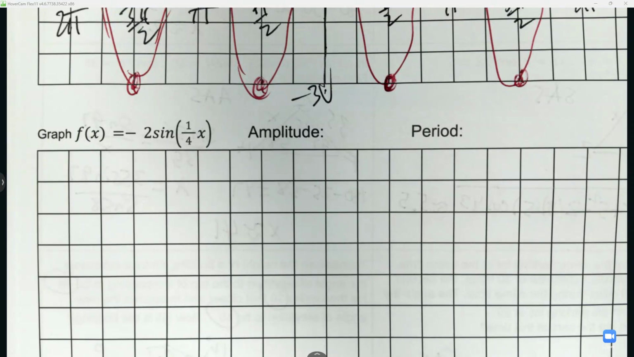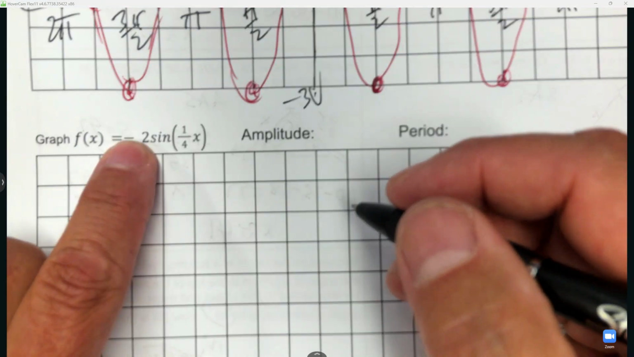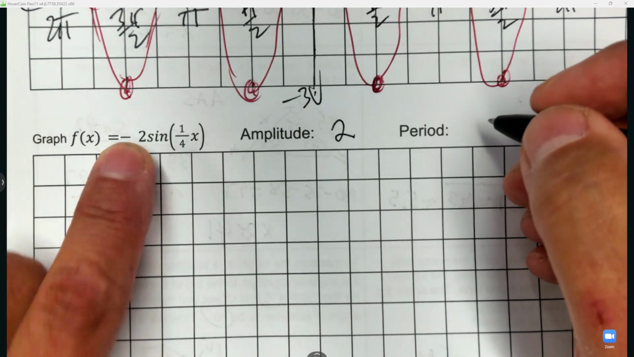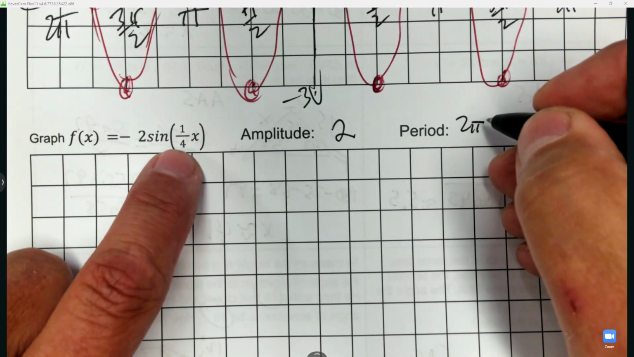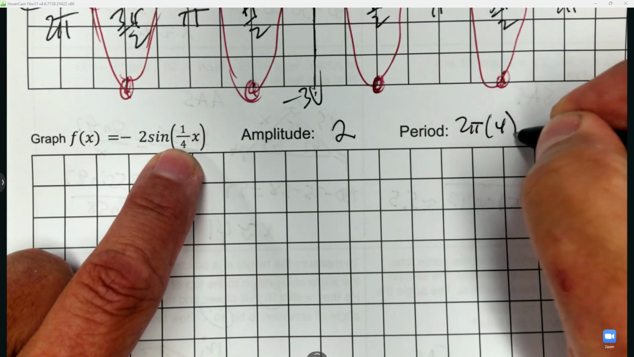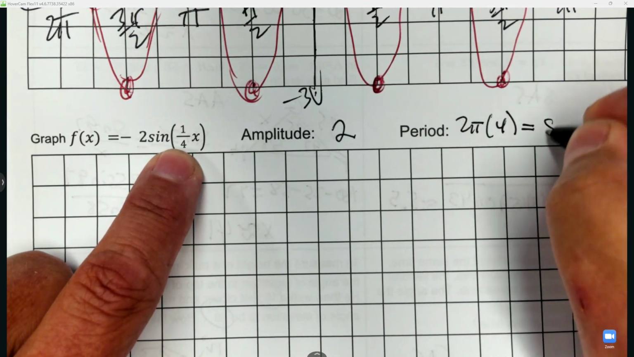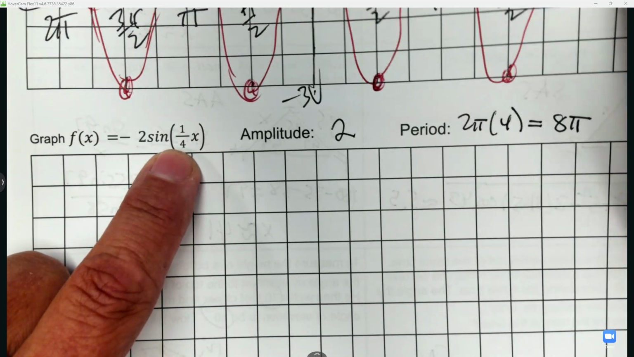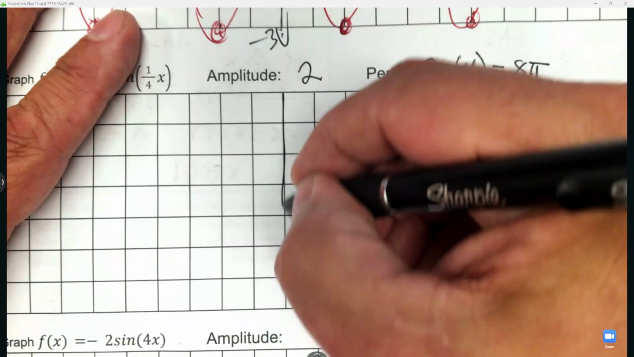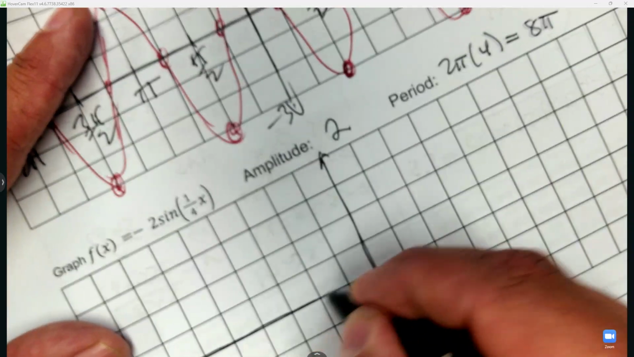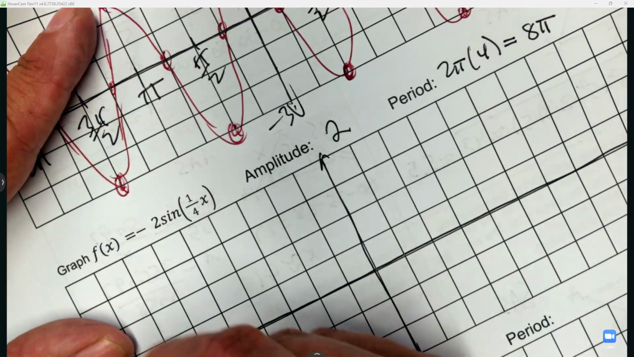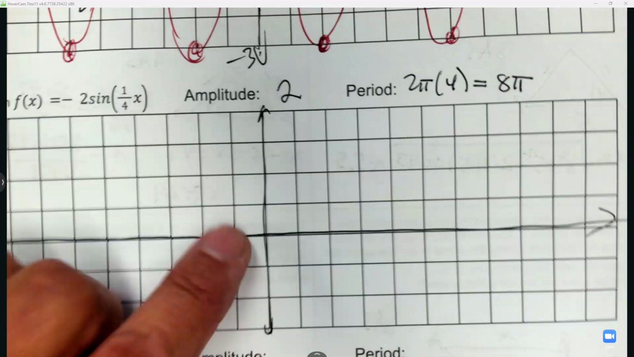Amplitude is the first number, but it's always positive. So the amplitude or size of the wave is 2. For the period, we go 2 pi, and we do the inverse of what I see. So the inverse of 1/4 is 4 to multiply, and you get 8 pi. And then we're going to draw a set of axes. And we're going to label the scale for 8 pi.